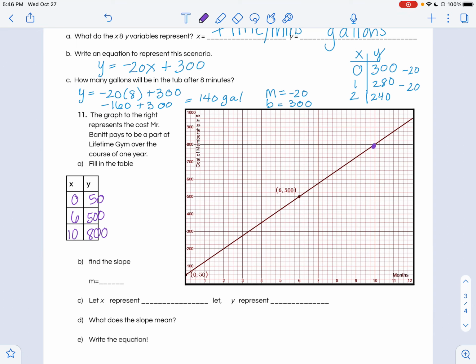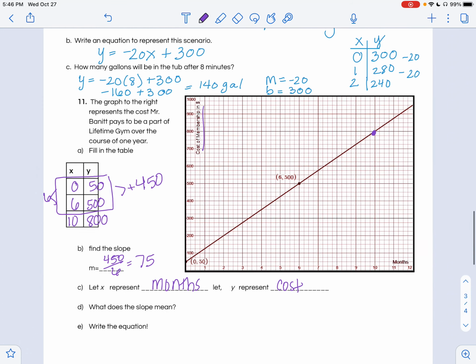And so I'm going to just take these two here and see if I can find the slope. This is plus 450, and this is plus 6. So when I find my slope, I'm going to do 450 divided by 6, and I can do that in my calculator. And when I do that, I get 75. The x and the y are down there for you, right? The x says months, and the y says the cost of membership.